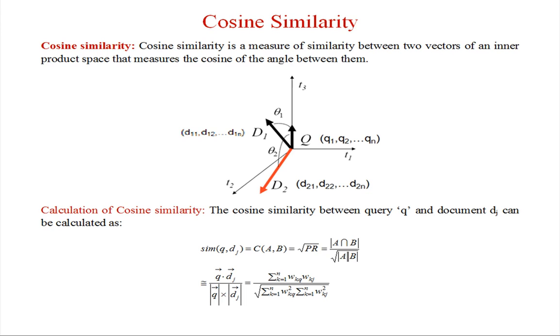Cosine similarity is a measure of similarity between two vectors of an inner product space that measures the cosine of the angle between them. For example, the similarity between document D2, which contains terms D21, D22, and D2n, and document D1, which contains terms D11, D12, and D1n, with respect to query terms Q1, Q2, and Qn. Calculating cosine similarity: the cosine similarity between query Q and document DJ can be calculated as similarity of Q and DJ equal to similarity of A and B. A is considered as a query term.